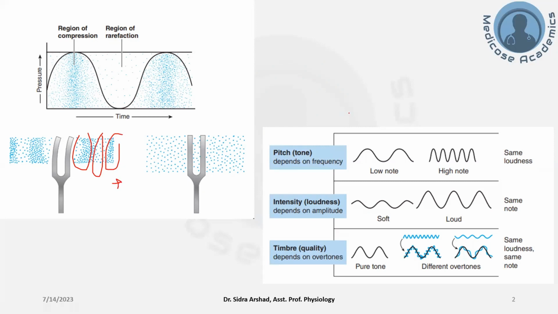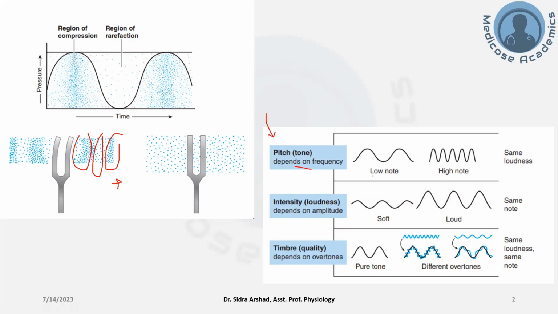So there are certain characteristics of sound which we have to know in order to see how these characteristics are encoded by the auditory pathways and the auditory regions in the brain. These characteristics are pitch, intensity, and timbre of the sound. So pitch refers to the tone of the sound. It depends upon the frequency of the sound waves. Frequency means the number of sound waves per unit of time.